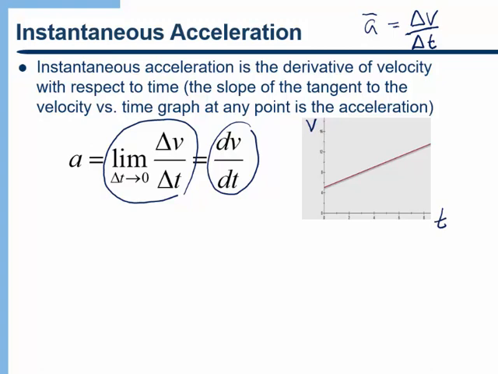You'll notice for this particular velocity versus time graph I have that the slope isn't changing. So just by looking at this graph, we know that the acceleration is positive because it's a positive slope. And we can also see that the acceleration is constant.